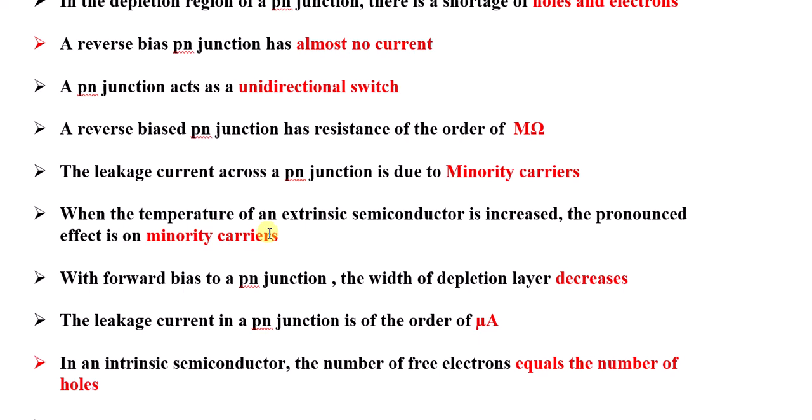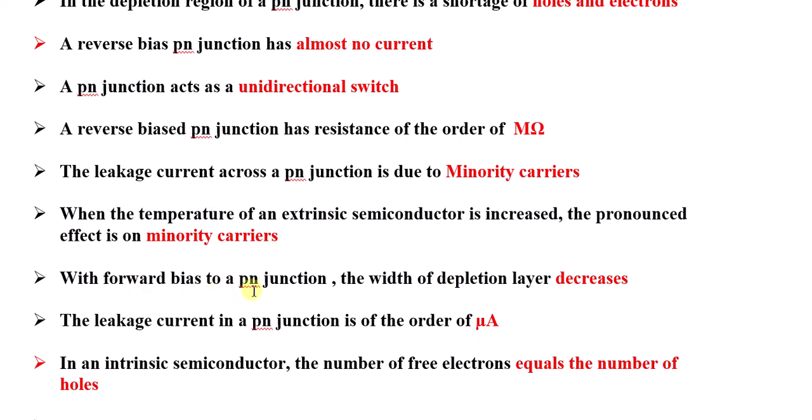And when the temperature of an extrinsic semiconductor is increased, the pronounced effect is on the minority carriers. When the temperature of an extrinsic semiconductor is increased, conduction is going to start. But what are minority carriers? Apart from the conduction carriers, if conduction is due to electrons, then the minority carriers are the holes. So the pronounced effect is due to minority carriers.